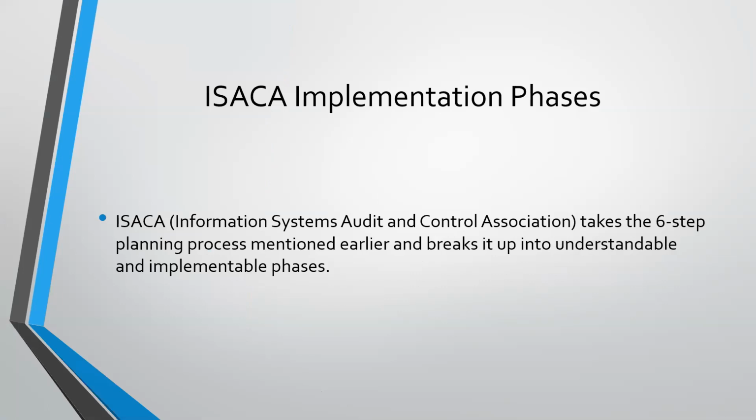So the ISACA, Information Systems Audit and Control Association, takes the 6-step planning process I mentioned earlier and breaks it up into understandable and implementable phases. I will be covering these phases in detail based on the information they provide on their website.